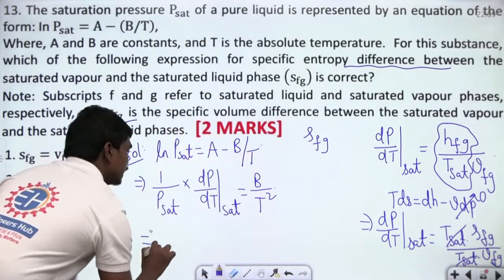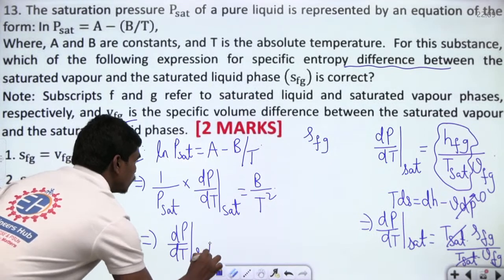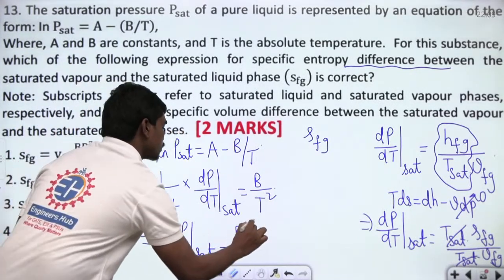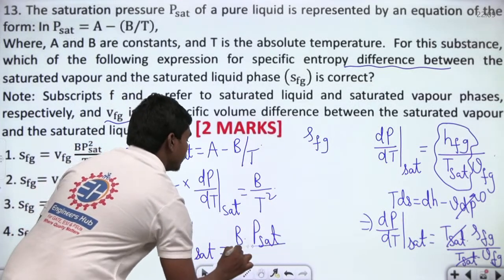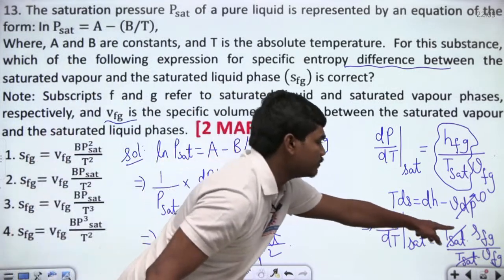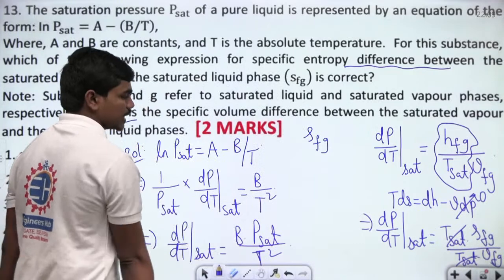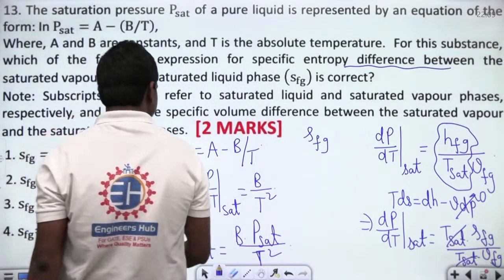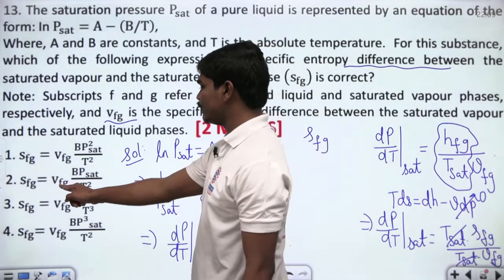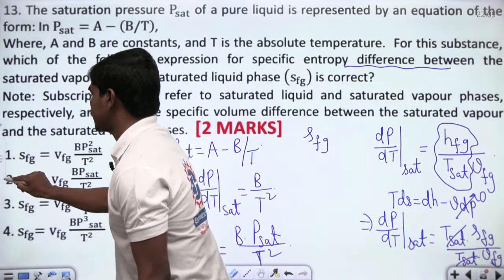Which implies dP by dT sat is equal to B into P saturation divided by T square. This is the expression with us, and if you want SFG, then SFG is nothing but VFG into this value. That is B into P sat into VFG divided by T square, which is in this expression. So 2 is the correct answer in this case.